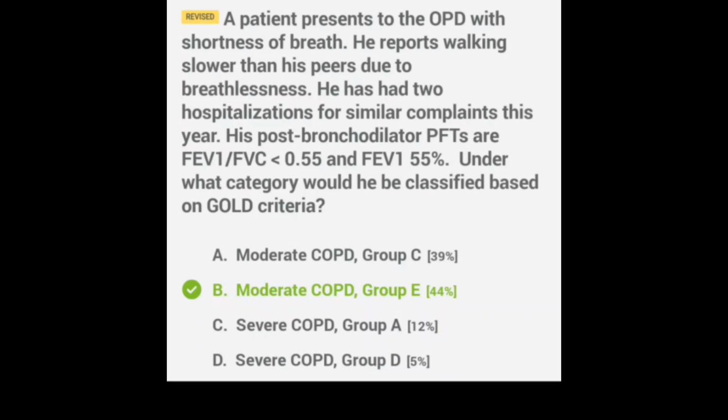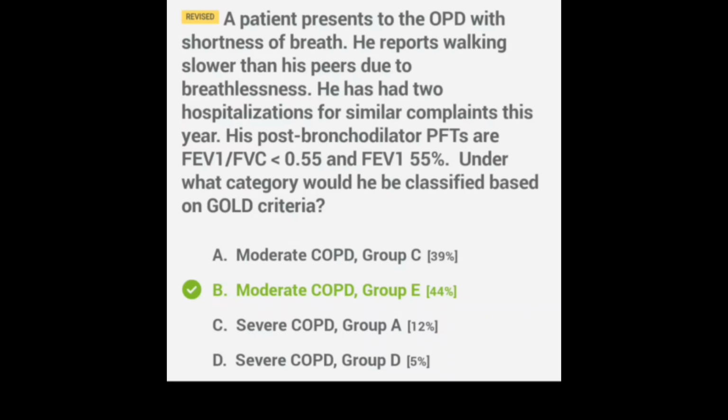So it becomes very easy for you because it is not more than 80%, that means it's not stage 1, and it is not less than 30%, that means it's not stage 4. So it may be stage 2 or stage 3, that means moderate or severe. But remember that we have discussed mild, moderate, severe and very severe. Mild is greater than 80%, very severe is less than 30%, and in between is 30 to 50 and 50 to 80. So it is between 50 and 80, that means it is a moderate stage, so it is moderate COPD.